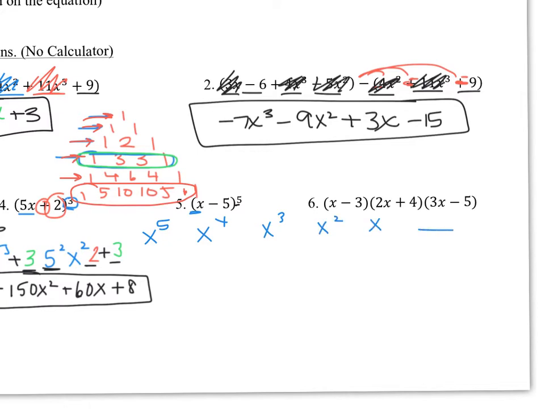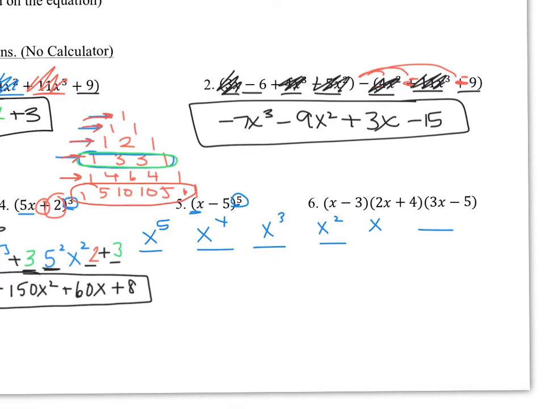You always have, so notice I have an exponent of 5, I always have one more term. 1, 2, 3, 4, 5, 6. I always have 6 terms. It's always one more than the exponent given. So if I have a 7th power, I'd have 8 terms, so I'd have 8 blanks.